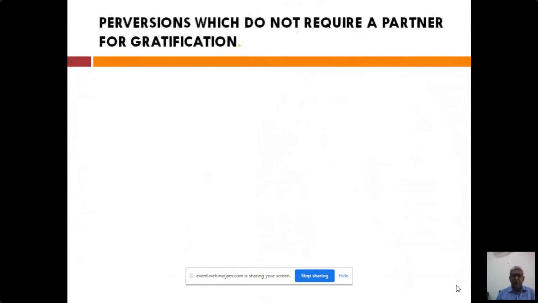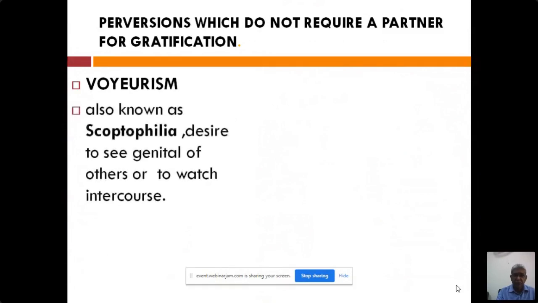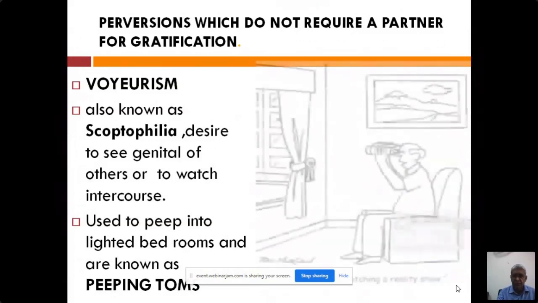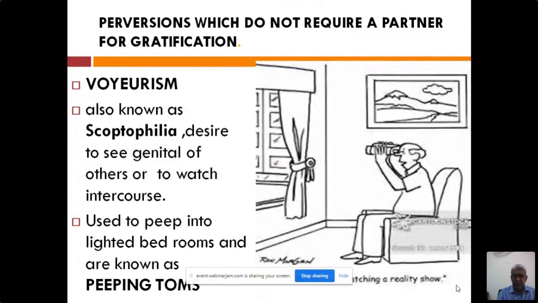Second group of perversions which don't require a partner for gratification. Voyeurism, also known as scopophilia, in which there is an excessive desire to see the genitals of another person or to watch the act of intercourse. Here the person used to peep into lighted bedrooms, and these are said to be peeping toms. Here you can see the person is getting gratification by viewing into another person's lighted bedroom.